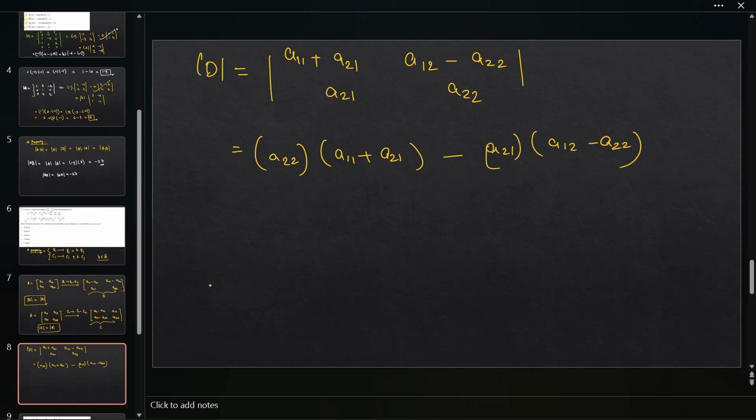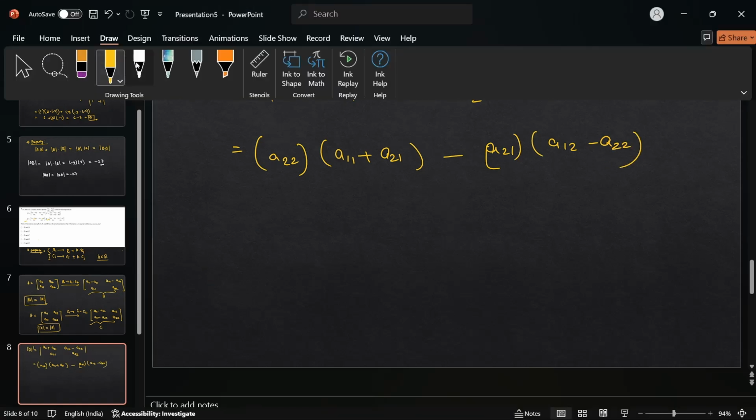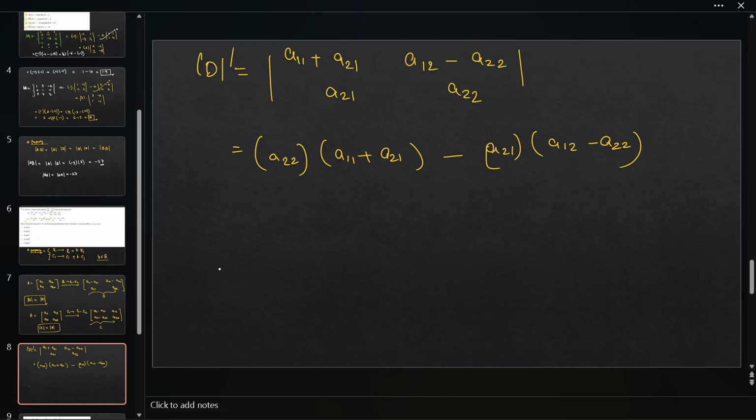And what was the determinant of A? So let's use the white pen over here. The determinant of A was the determinant of a11, a12, a21, a22. So what would it give us? It would give us a11 into a22 minus a12 into a21. So let's see on expanding this whether we are getting this or not.